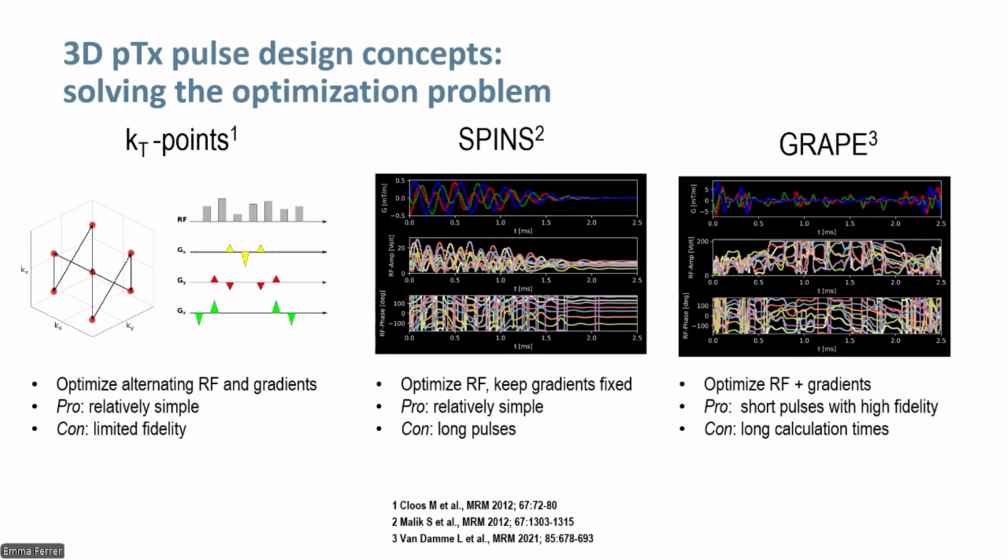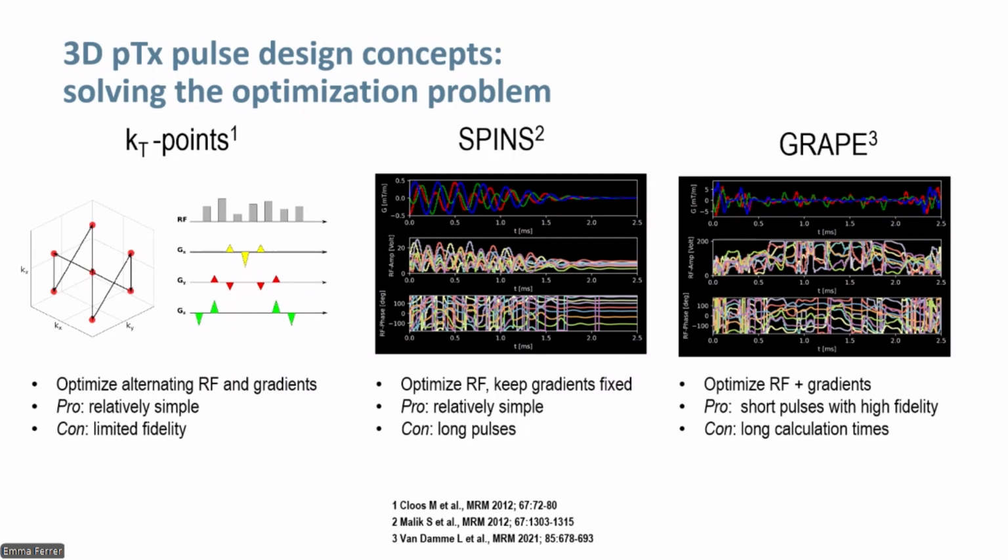What are we going to do with this? We are going to calculate PTX pulses, and there are different approaches to this, as you probably all know, and I will very briefly touch on them. So there is the kT-points method, for instance, suited for non-selective excitation. And the nice thing about this is that it's a relatively simple optimization problem. What you do is deposit RF energy at certain spots in the excitation k-space to homogenize dB1. Sometimes it's limited in fidelity.